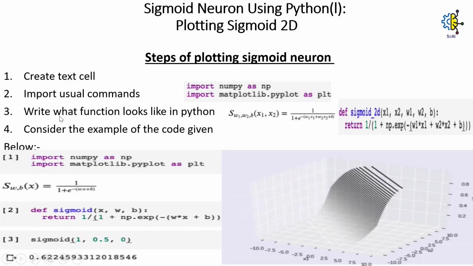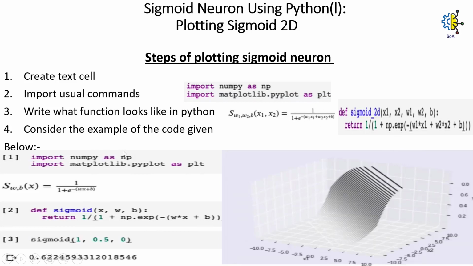The third step is to write what the function looks like in Python. You can see this function with parameters x1 and x2, and it depends on five variables which are w1, w2, b, x1 and x2, and this is what the function returns. We implemented the same function, sigmoid_2d, with five parameters x1, x2, w1, w2 and b, which will return the value of this function.